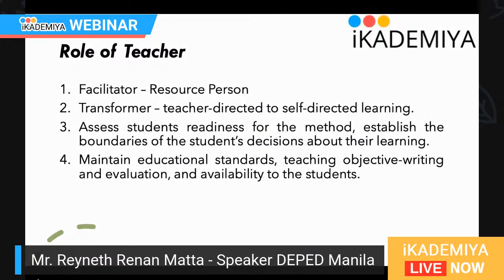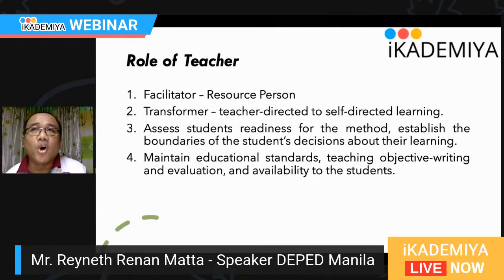Now, what are the roles of the teacher here? The role of the teacher here is from facilitator, it will become a resource person. Transformer in a sense that the module will be teacher-directed to self-directed. And the teacher also assesses the readiness for the method. So before the delivery of this module, make sure that the teacher assesses the readiness of the method.